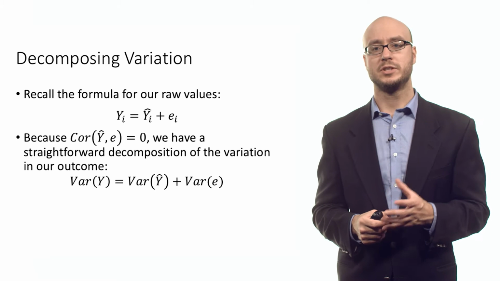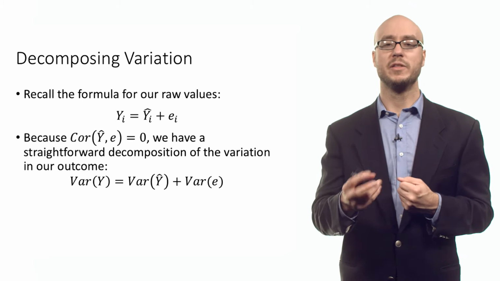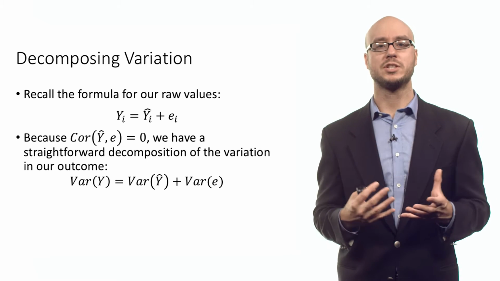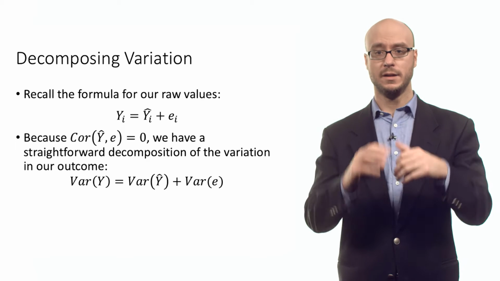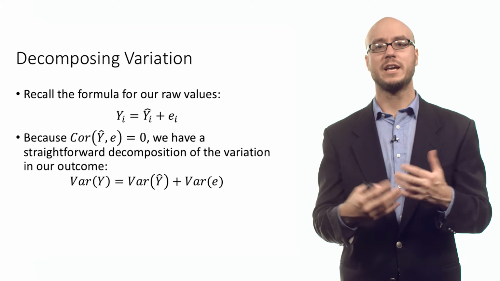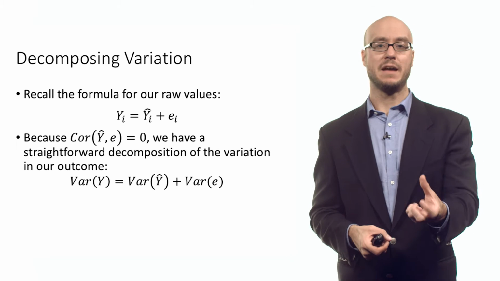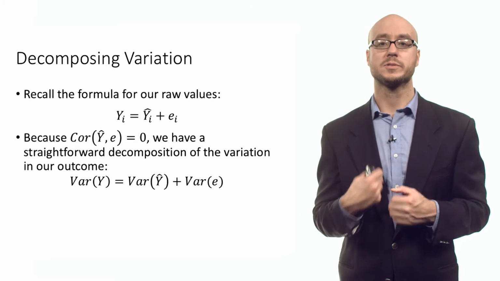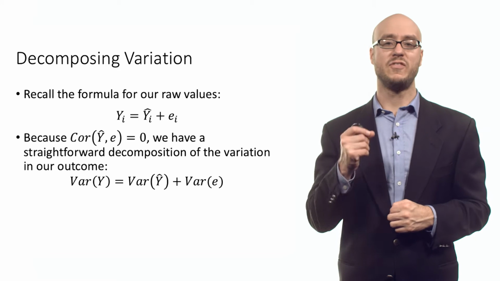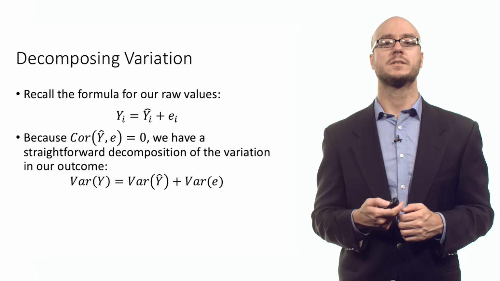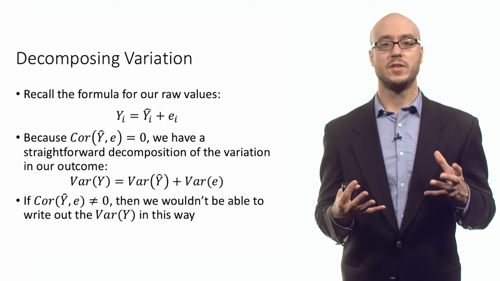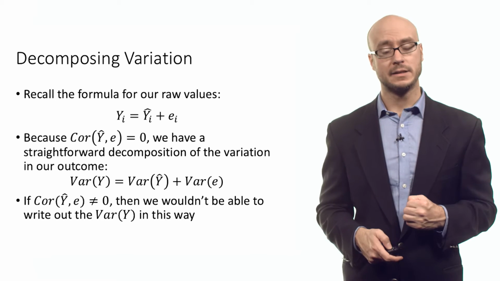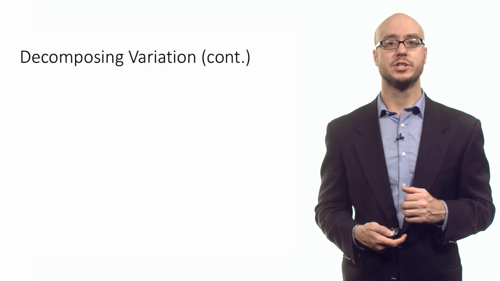Because the correlation between our fitted or predicted values of our outcome and the residuals is zero, because they're not related, we have a very easy way of decomposing the variation in our outcome. And we can say that the variance of y, meaning the total variation of our outcome, can be split up into that variation which is due to the fitted values and that variation which is due to the errors or residuals. To put it another way, the variance of y equals the variance of y hat plus the variance of our errors or residuals. If the correlation between the y hats and the residuals weren't zero, then we wouldn't be able to make this very clean distinction and this nice decomposition.